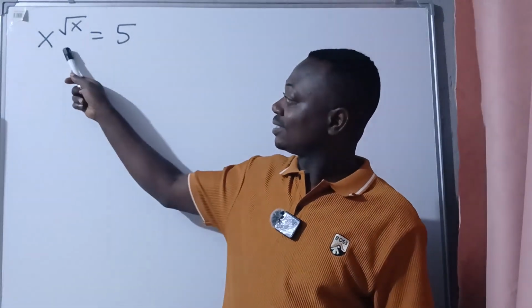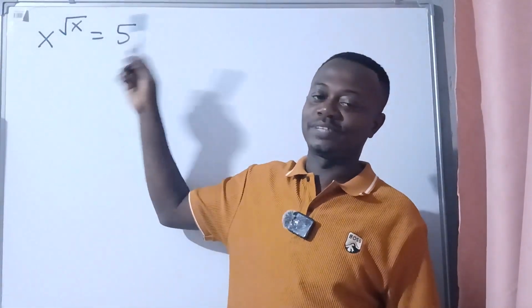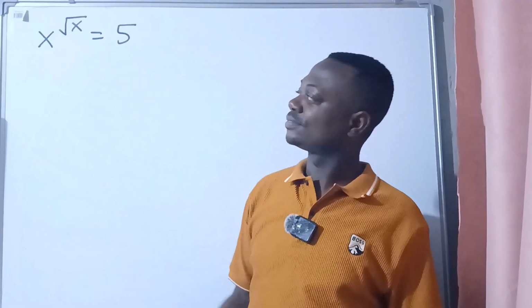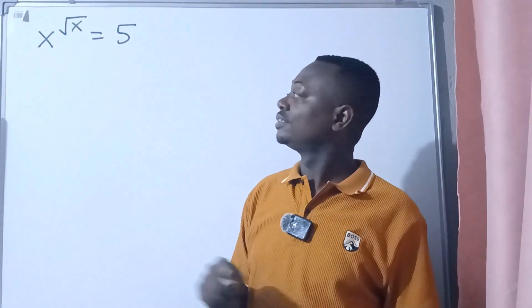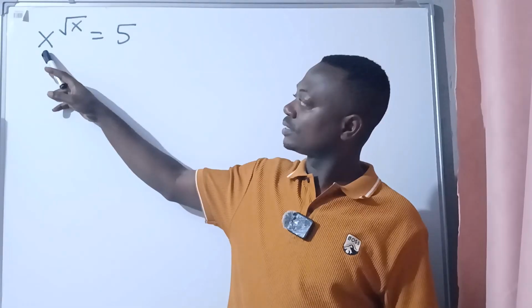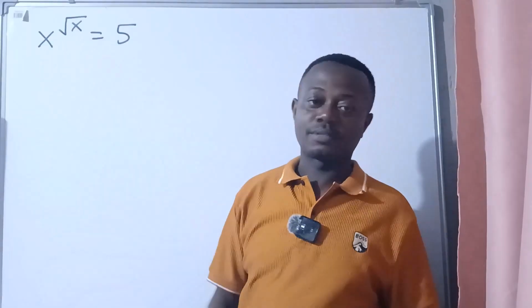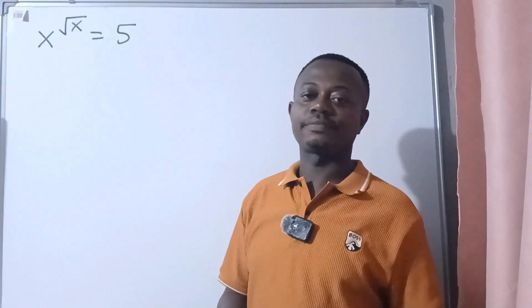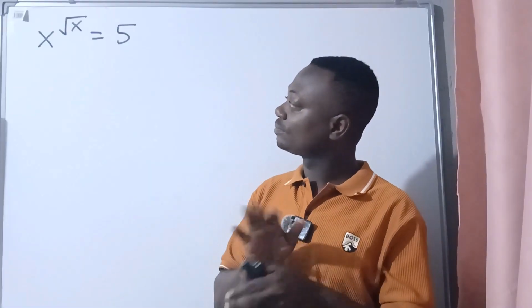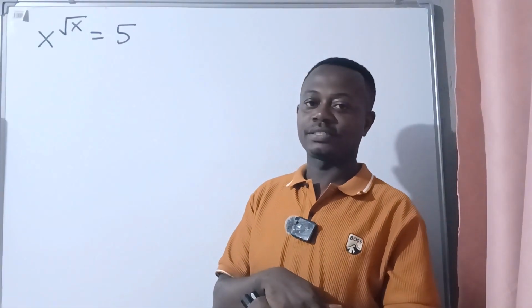Can you solve for x here? If you can, just pause the video and give it a try. Okay, so we are given x raised to square root of x equals 5. So what is x? How do we solve for x?